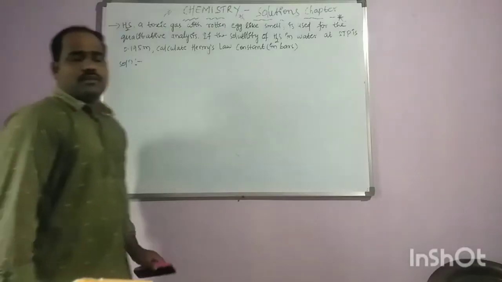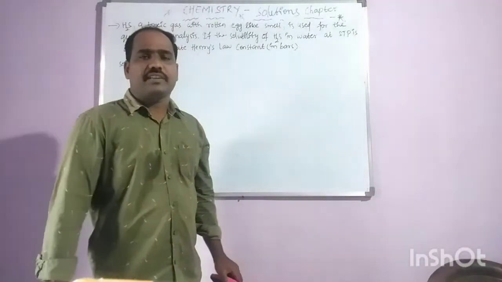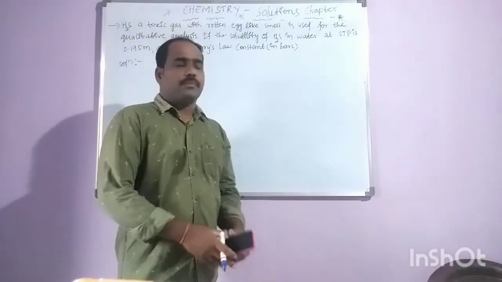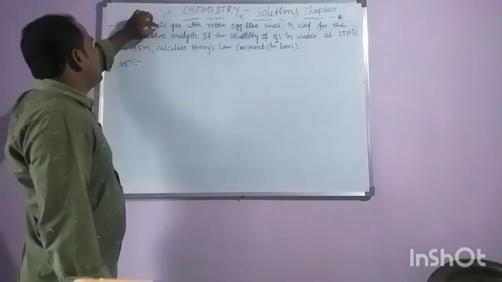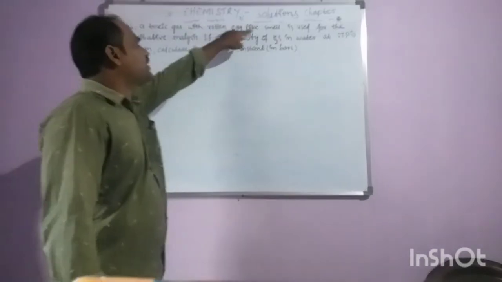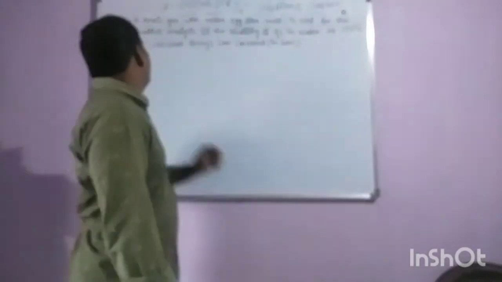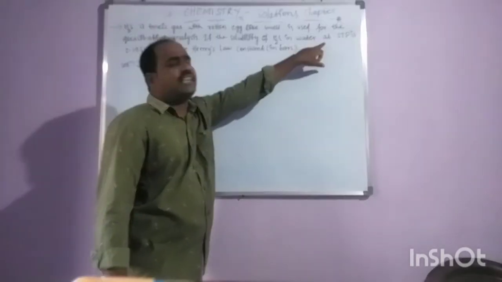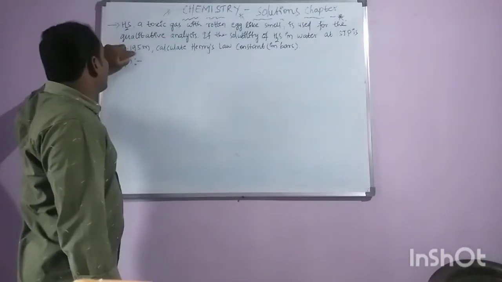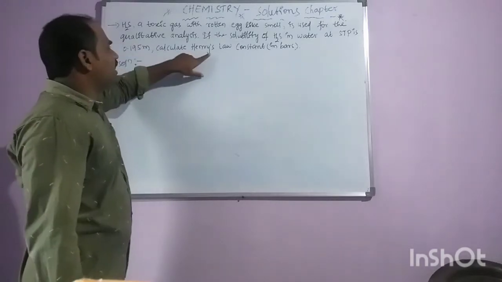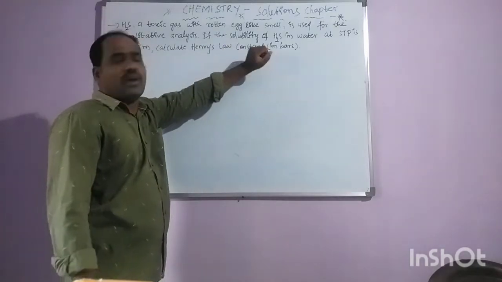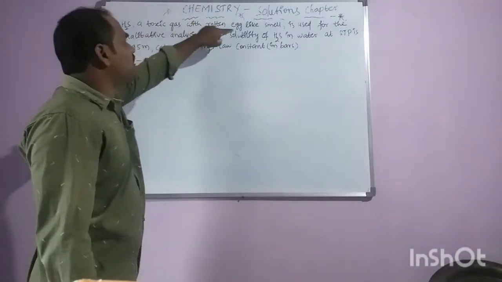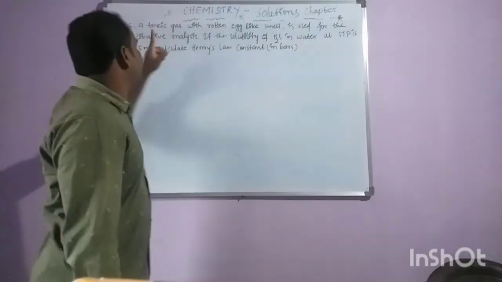Okay, students, listen. We will discuss another type of problem on the Henry's law concept. The problem: H2S is a toxic gas with a rotten egg-like smell, used for qualitative analysis. If the solubility of H2S in water at STP is 0.195 m, calculate Henry's law constant in bars.